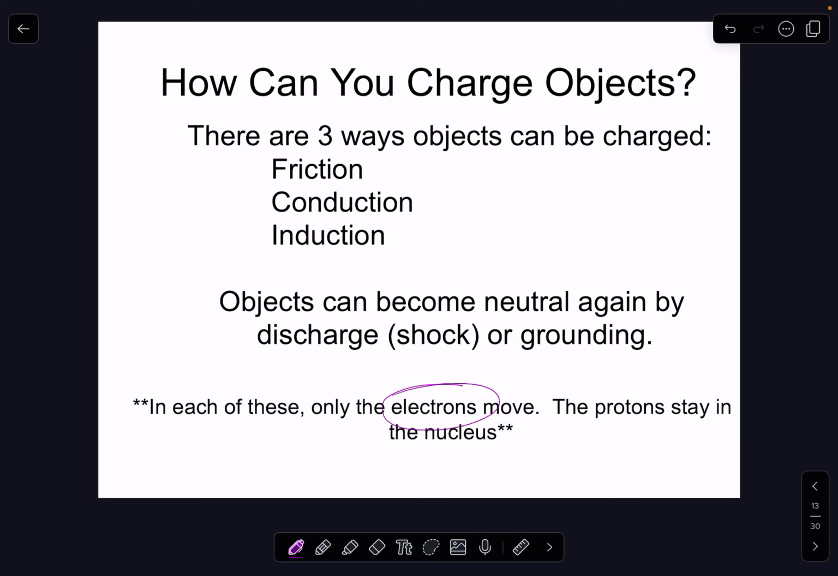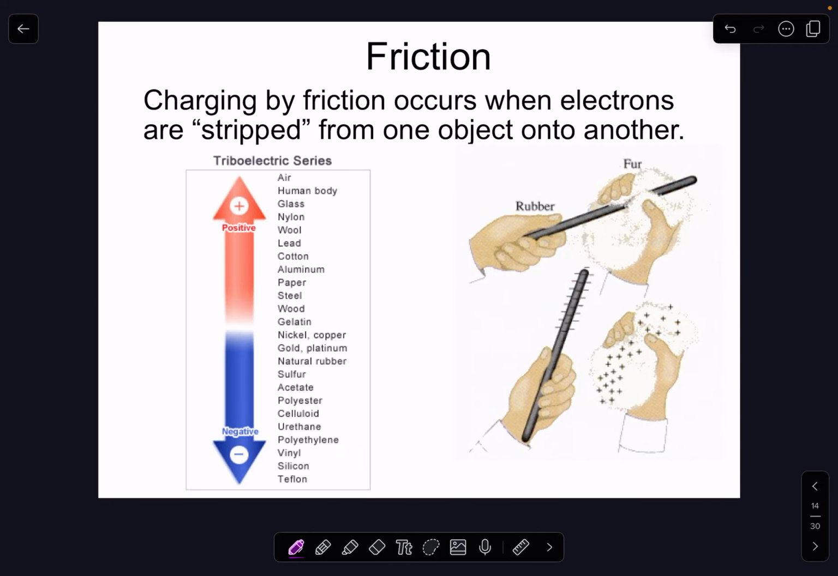So we've got 3 ways: friction, conduction, and induction. The first 2 are pretty obvious. Friction, we literally rub two things together to create that friction, and they have to be two different materials, and the electrons are being stripped from one and going to the other.